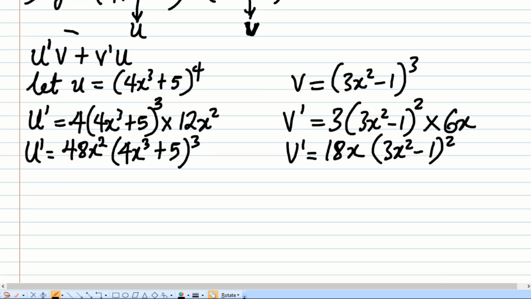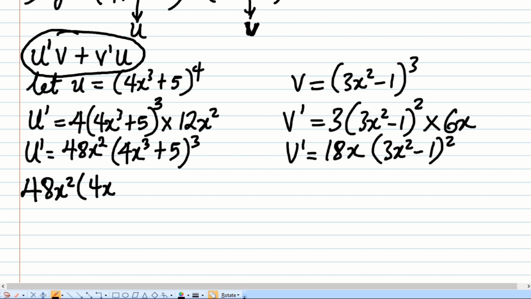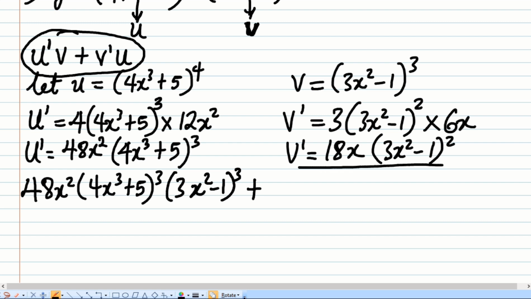So I'm just going to apply the product rule. Please look at what I'm going to follow now. We have u prime first, that's 48s squared into (4s cubed plus 5) raised to power 3. And we need to multiply with v. This is our v: (3s squared minus 1) raised to power 3, and then we have plus v prime.